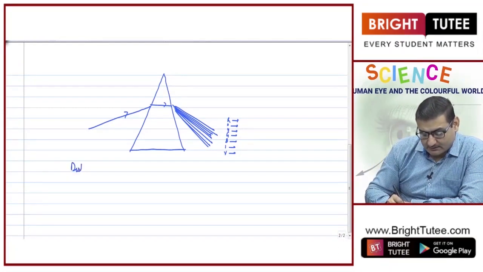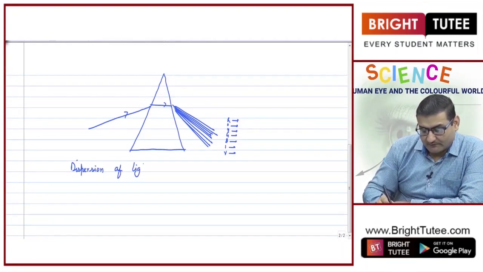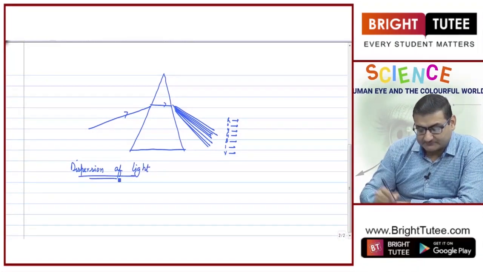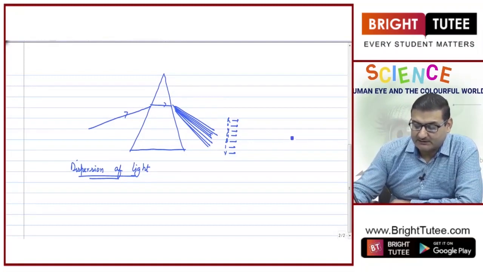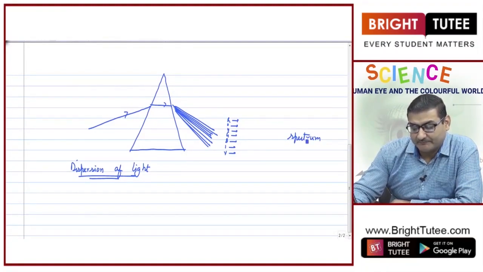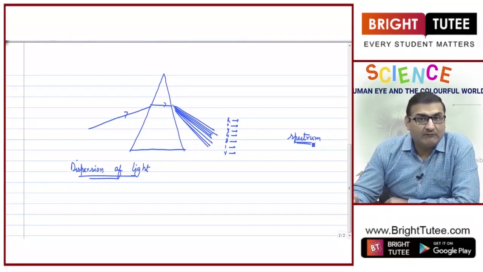as dispersion of light. Fine. And this band of 7 colors is known as spectrum. Now we need to understand why this happens.